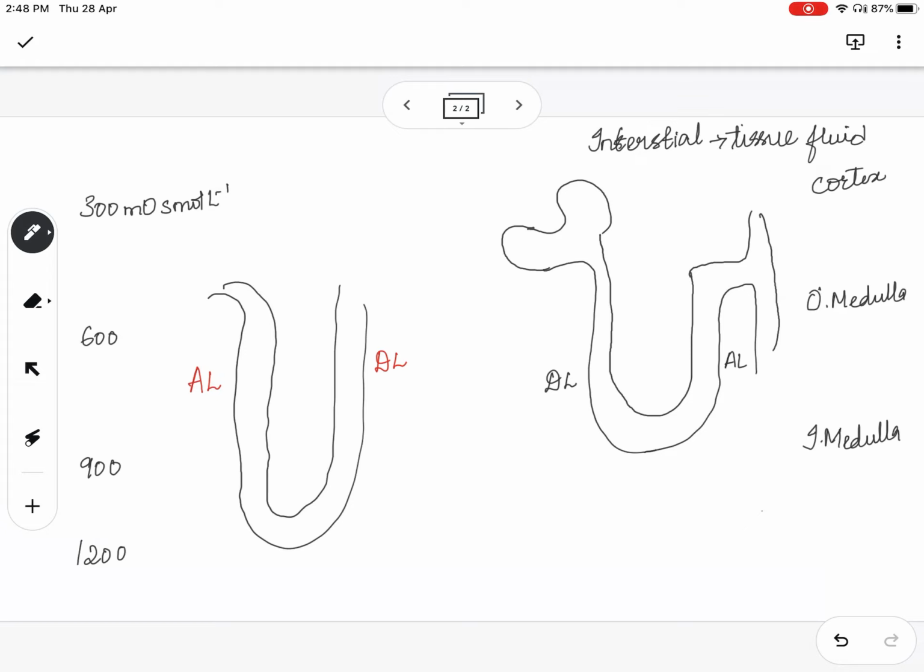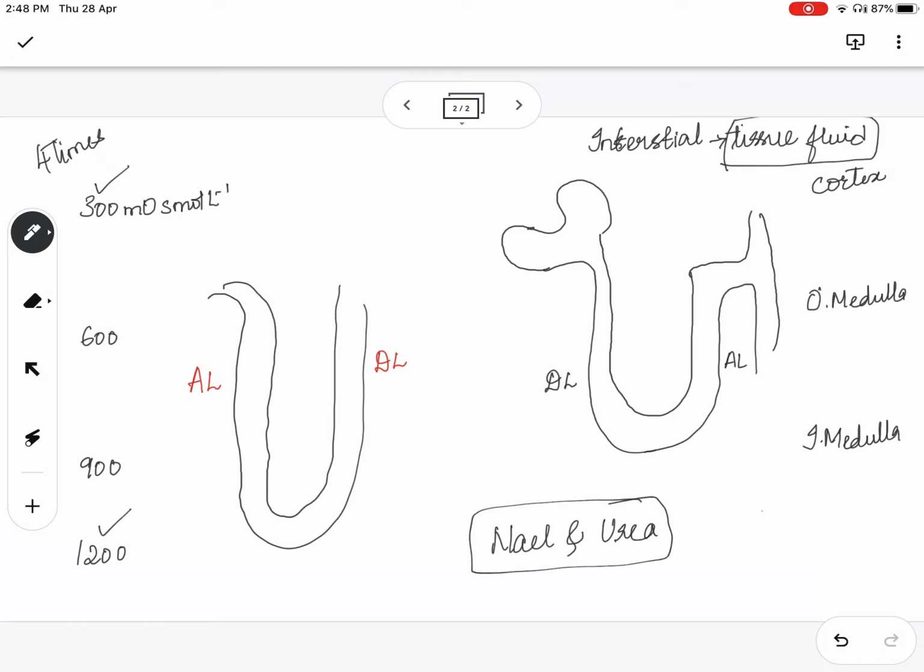Now what exactly happens over here? The interstitial fluid of the kidney, I've already mentioned, is the tissue fluid. The tissue fluid of the kidney is going to increase the osmolarity starting from 300 milliosmol per liter to around 1200. That means it is going to increase about 4 times from the cortex to the inner medulla. This increase in the osmolarity from 300 to 1200 milliosmol per liter is mainly caused by our very own sodium chloride and urea. Please do remember this, that is sodium chloride and urea.